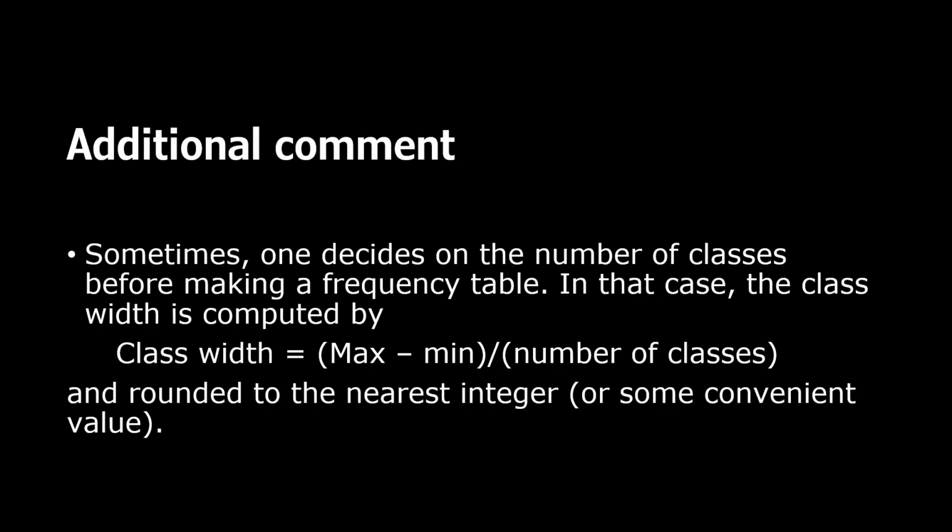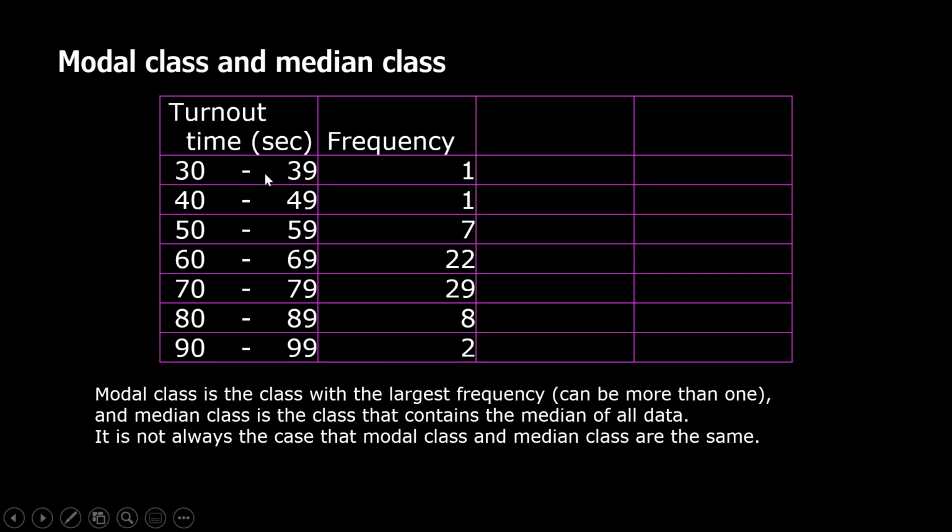Okay. Now, some additional comments. Sometimes one decides on the number of classes before making a frequency table. And in that case, the class width is computed as the maximum minus the minimum value, divided by the number of classes. So, in our data set, we did it by 10 seconds, but some people might feel this is too many classes. Let's say, what if we just wanted 5 classes?